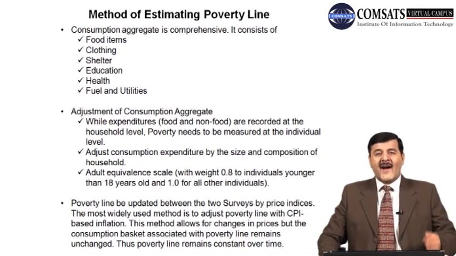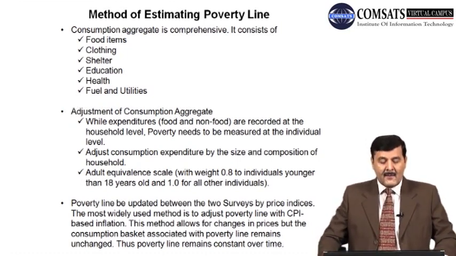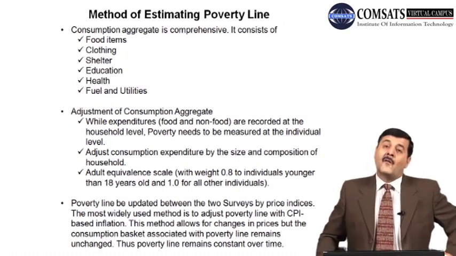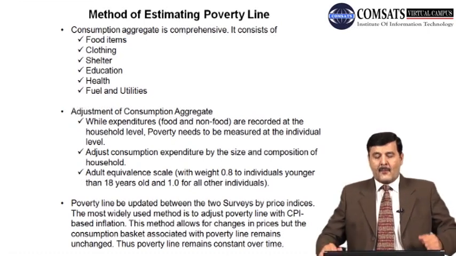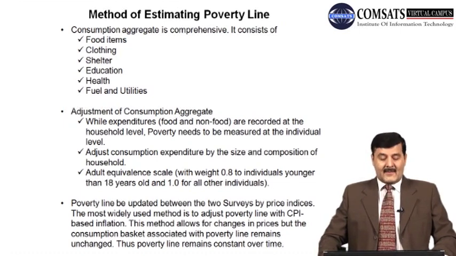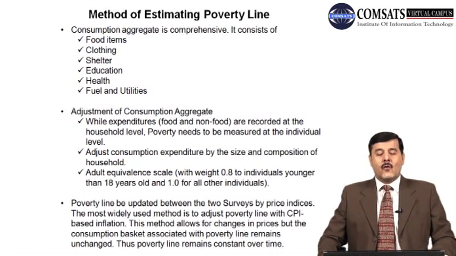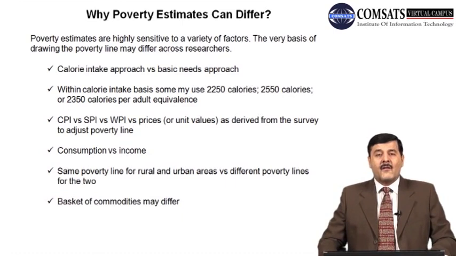The most widely used method is to adjust the poverty line with CPI, that is, with the consumer price index based inflation. So the inflation which is measured by using the consumer price index is important to adjust the poverty line. This method allows for changes in prices, but the consumption basket associated with poverty lines remains unchanged. Thus, we can say that the poverty line remains constant over time.